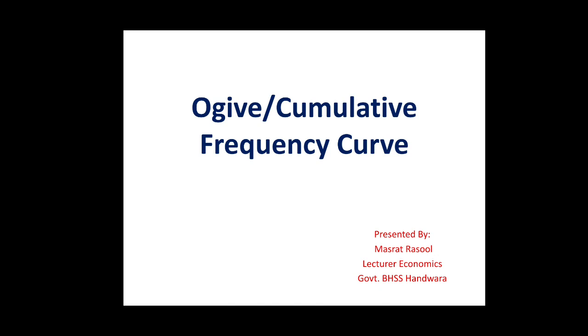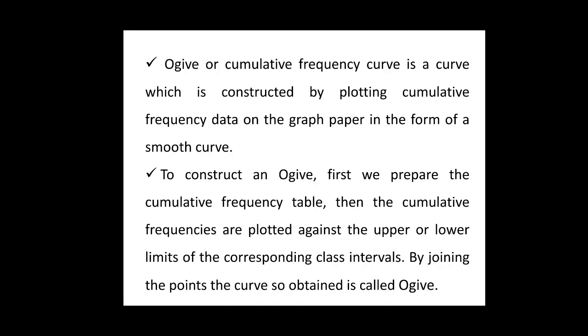In today's lecture, we will discuss one more form of frequency diagrams, which is the cumulative frequency curve, also known as Ogive. Dear students, Ogive or cumulative frequency curve is a curve which is constructed by plotting cumulative frequency data on the graph paper in the form of a smooth curve. This type of curve is constructed on the basis of cumulative frequencies.